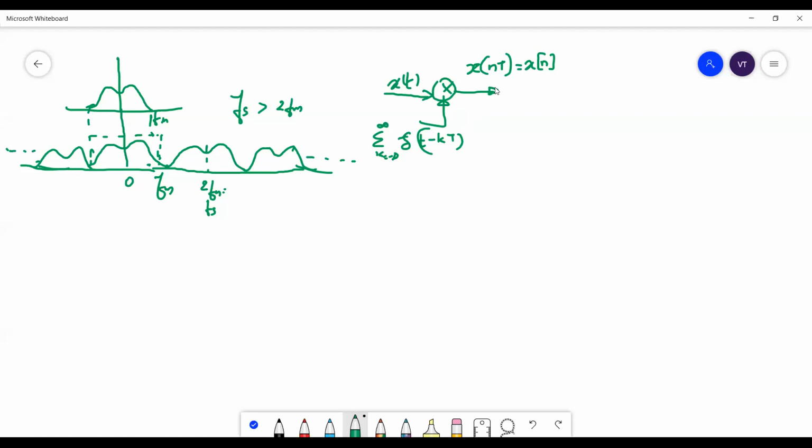I can maybe represent that. So this is x of n. Now to get back x of t from x of n, you need to do the reconstruction process. For that, for reconstruction, you will need the ideal low pass filter. So you will need a low pass filter. So this is a reconstruction filter.